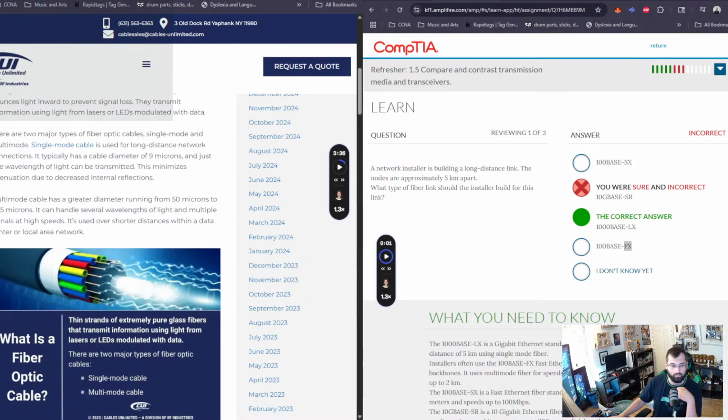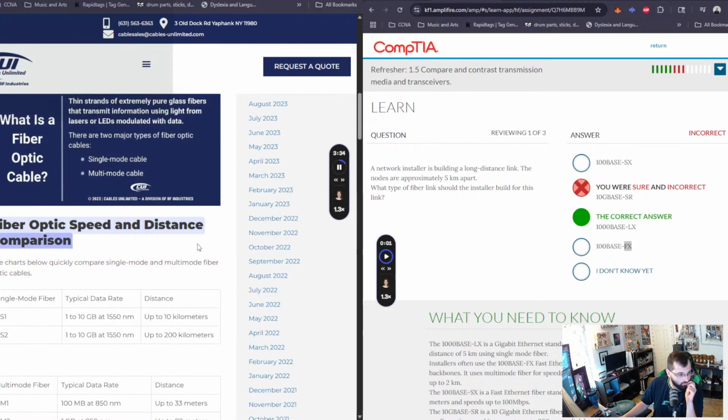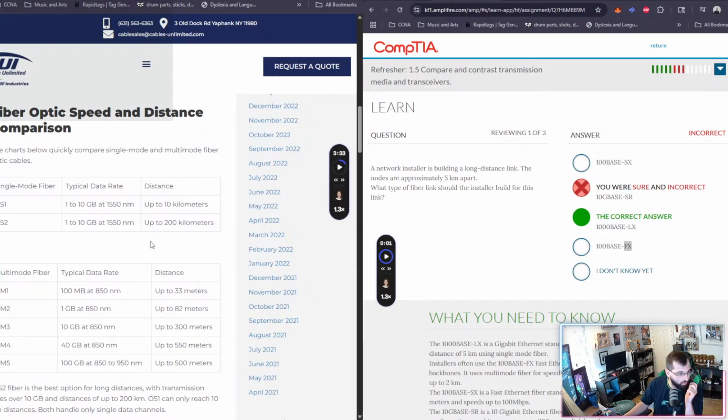Okay, I'm back. Let's go back to this. Center or local area network, fiber optic speed and distance comparison. The charts below. We don't need to read all these charts. So 1, 2, 3, 4, 5: 100 meg, 1 gig, 10 gig, 40 gig, 100 gig. I don't care how big it is. 33 meters, 82 meters, 300 meters, 150 meters, 550 meters, and then 500 meters. Okay.